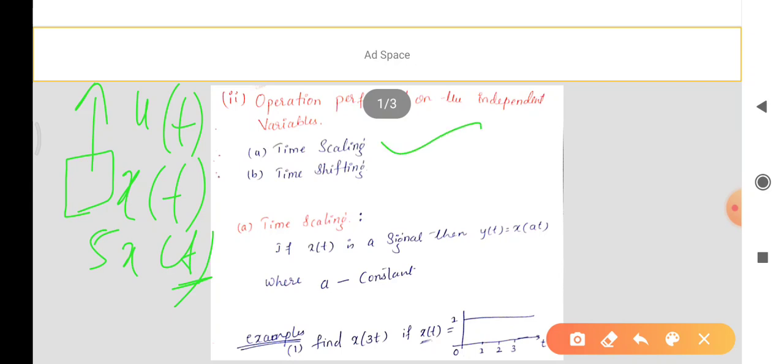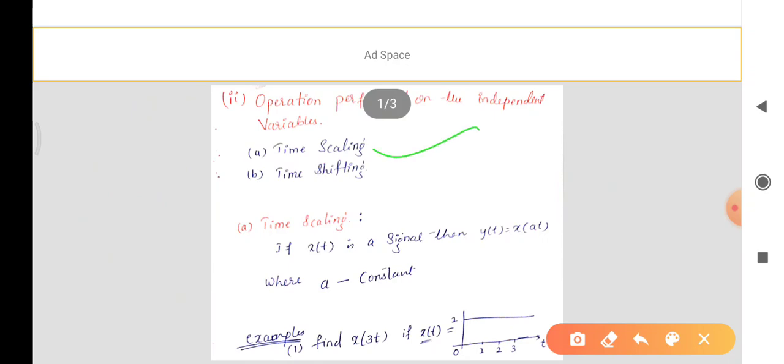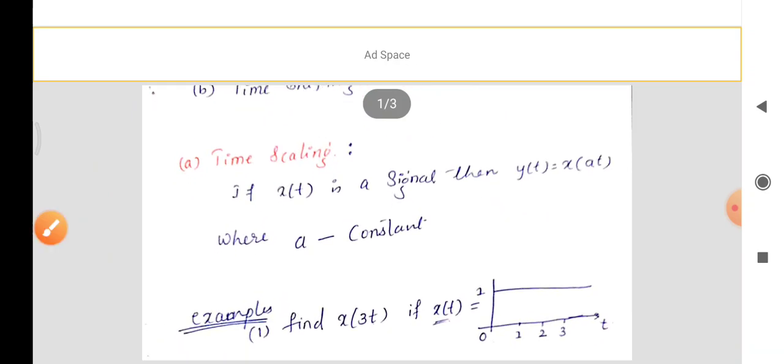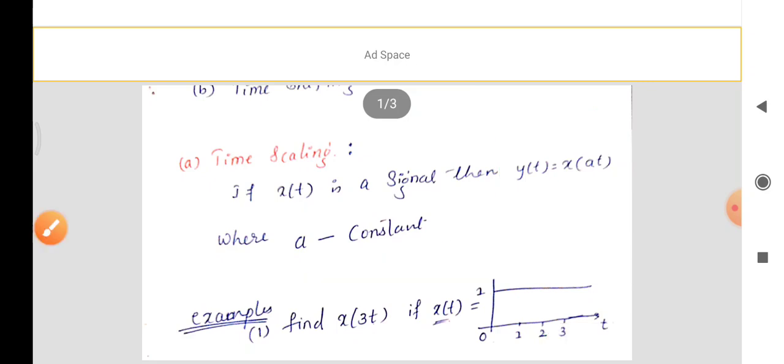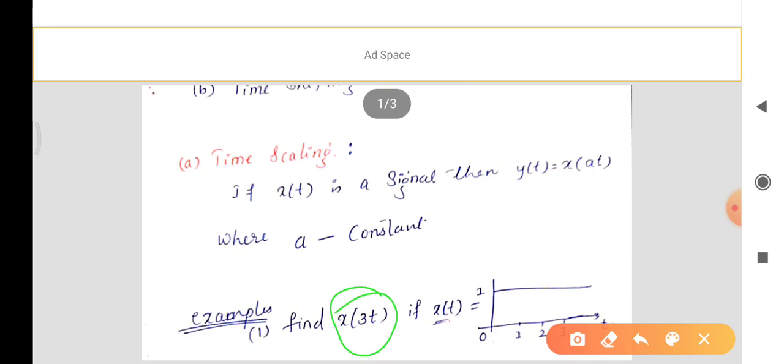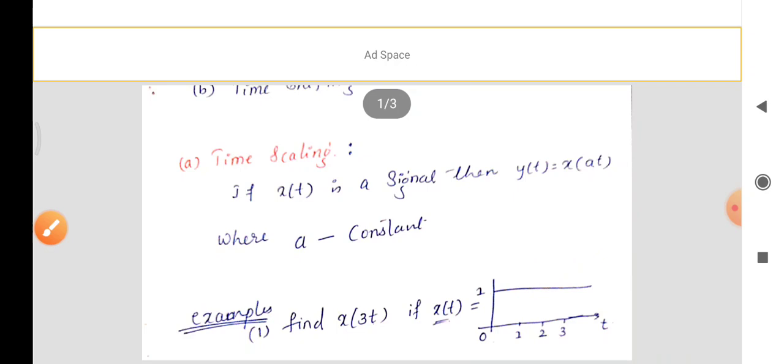Now time scaling means x of at, where with respect to this you are varying time, which we will see. In time scaling, if x of t is a signal, then y of t will be equal to x of at, where a is a constant. Let's find an example for this. Find x of 3t. Here x of t is nothing but your u of t. Now we need to find x of 3t.